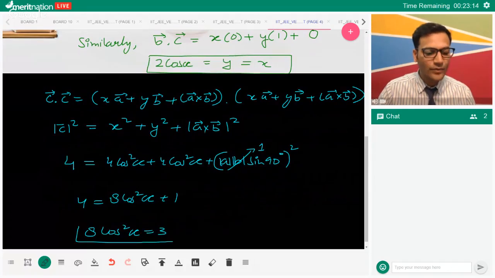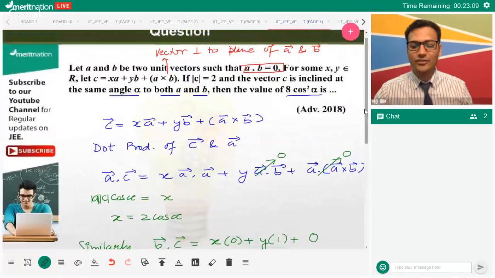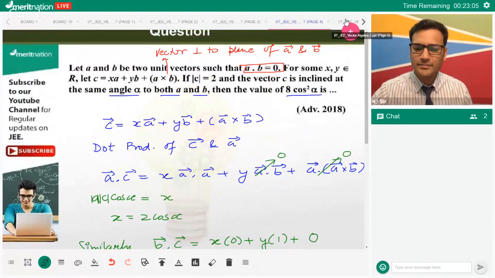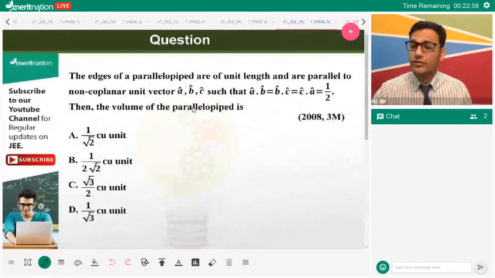Obviously, it's an advanced question, so you need to involve a little bit time in calculation. However, I hope this makes sense to all of us. This is how we're going to be doing this question. A simple one. Very simple one, in fact. All right, so one more question on the same, and then we'll move on to vector triple product.